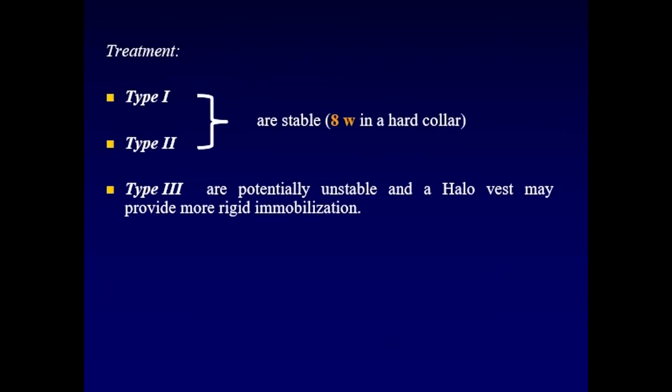Treatment of type 1 and type 2 is conservative because they are stable injuries. They need 8 weeks in a half collar. Type 3 are potentially unstable and they need a halo vest to provide more rigid immobilization.